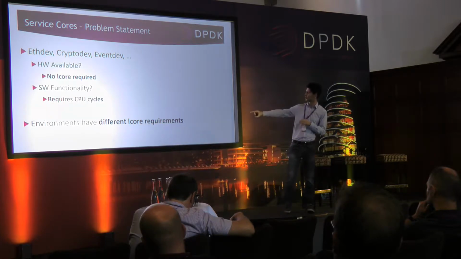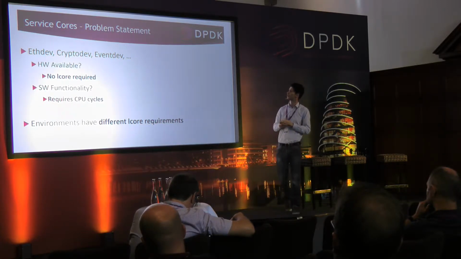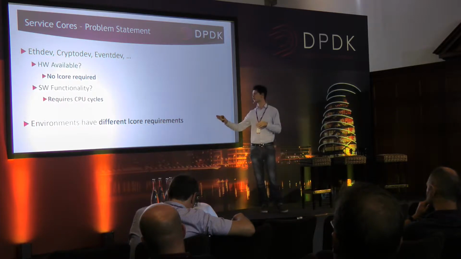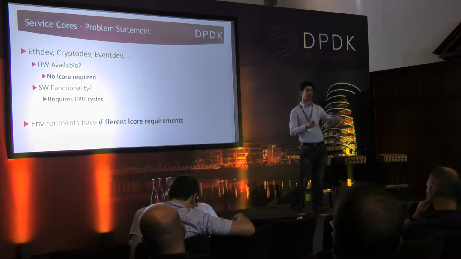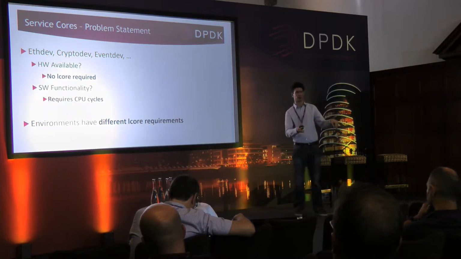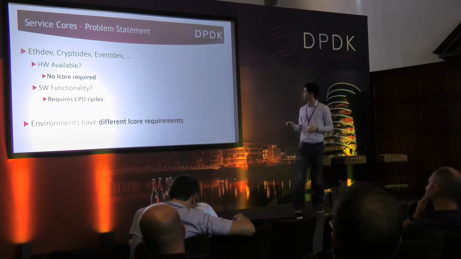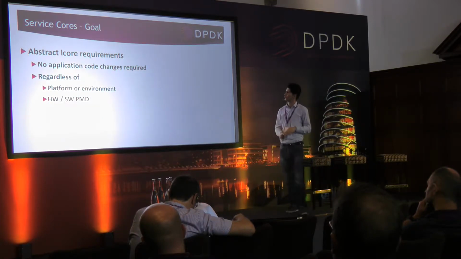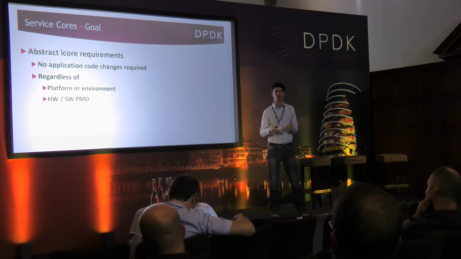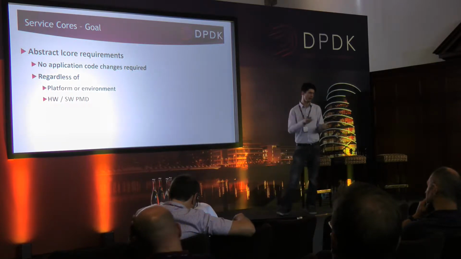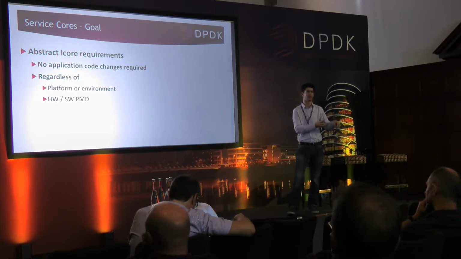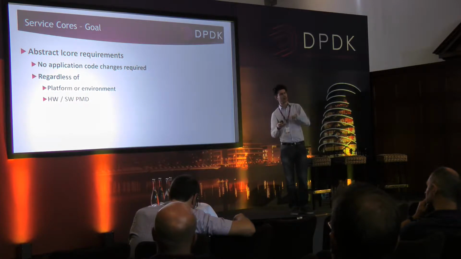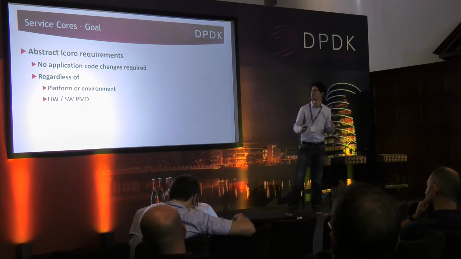So the punchline of the problem statement that service cores wants to solve is that the environment you run in has different lcore requirements. What I mean by that is: do you have hardware capability for the function, or are you running a software PMD? That's the summary. So what does service cores try to do? Because there is a difference, the DPDK EAL, the environment abstraction layer, should abstract that lcore difference of your platform. If your platform has hardware capabilities, you don't need a core, otherwise you do. That difference is what should be abstracted by service cores.